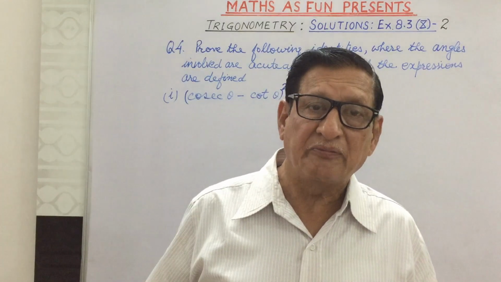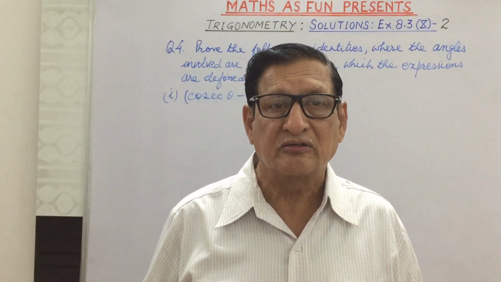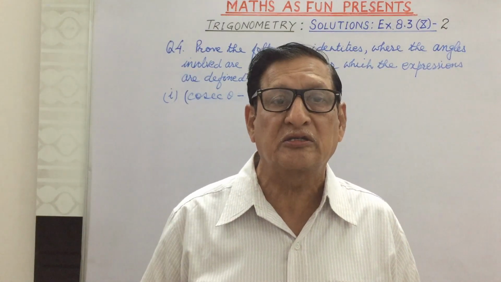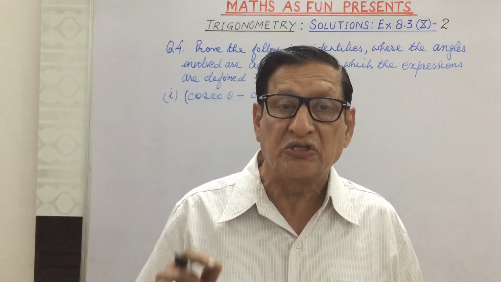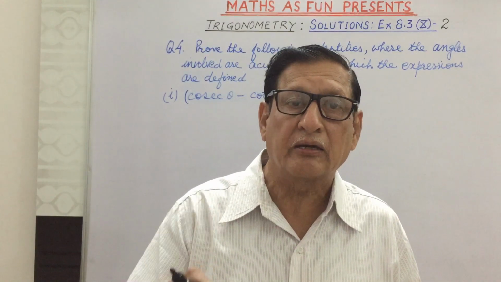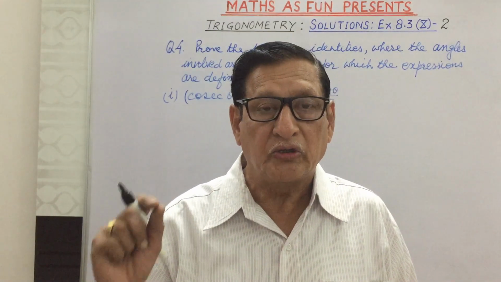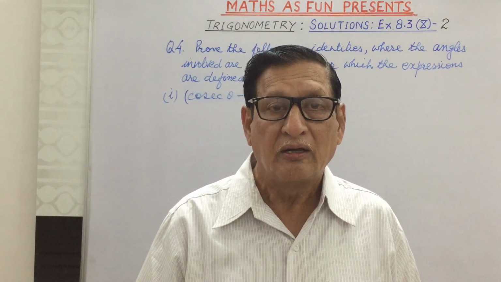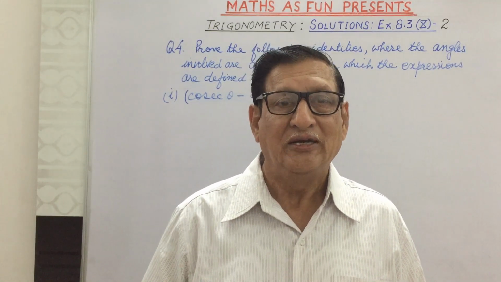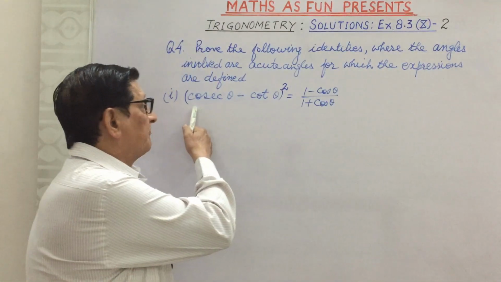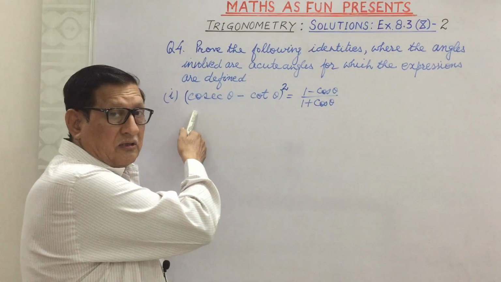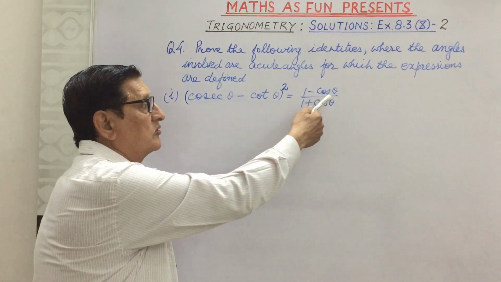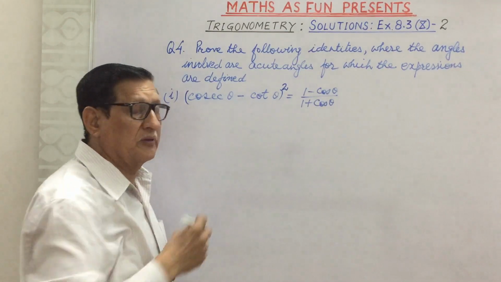In that we have been given different identities which are to be proved by applying the basic, the fundamental identities, since it is given that the angles used in the expressions are all acute angles. The first part in that is: prove that the whole square of cosec theta minus cot theta is equal to 1 minus cos theta upon 1 plus cos theta.